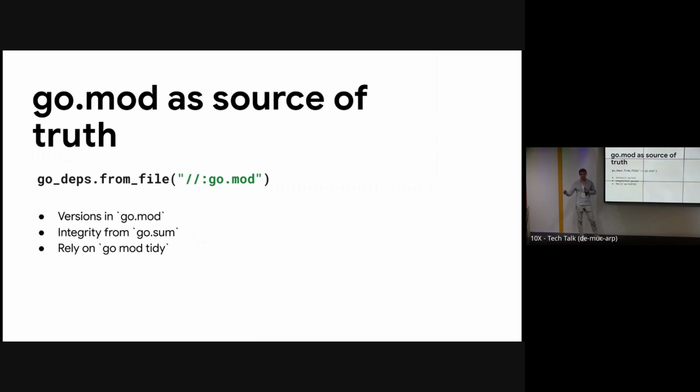We don't need to have all our sums in the MODULE.bazel file. These are now loaded from the go.sum file. So we can rely on go mod tidy also for version resolution, and we don't have to recopy over things using Gazelle update repos. So it's a big improvement here.